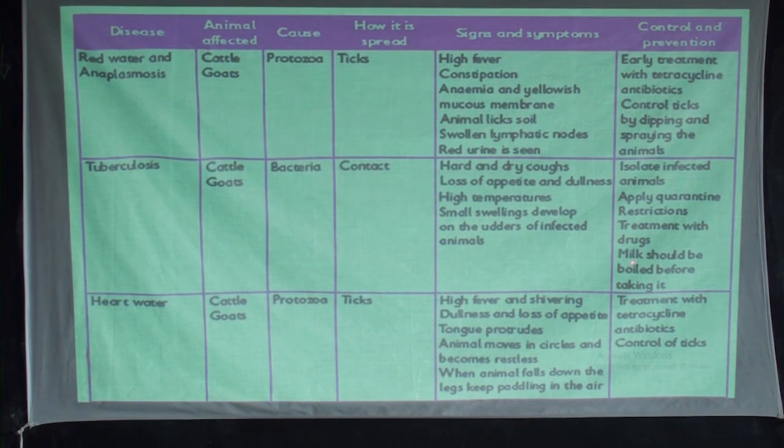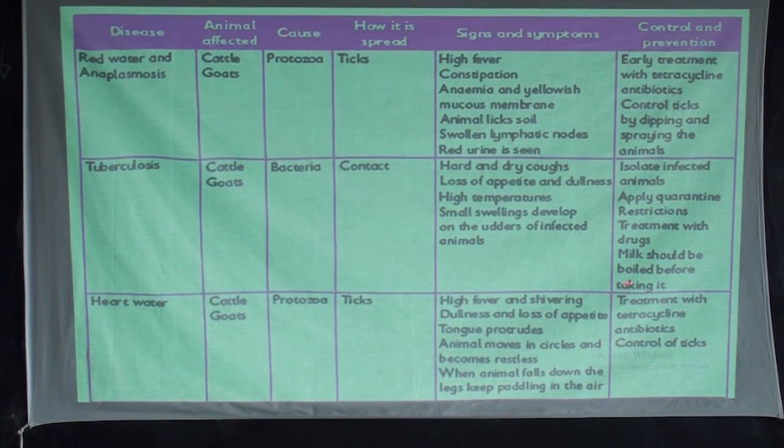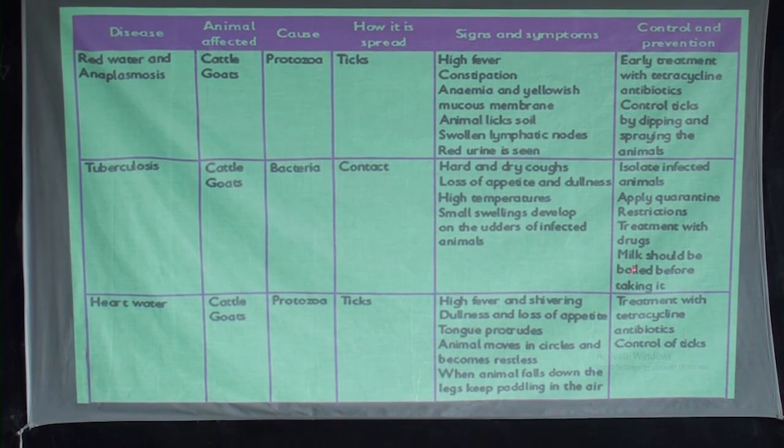And then we check that milk should be boiled before drinking it, yes, before taking it. You should boil it. Some people can just get milk from the cow and drink. It is not advisable because this bacteria will easily cause infection to you. So what you have to do, don't take this milk before it's boiled. So boil your milk properly to avoid infections of tuberculosis.